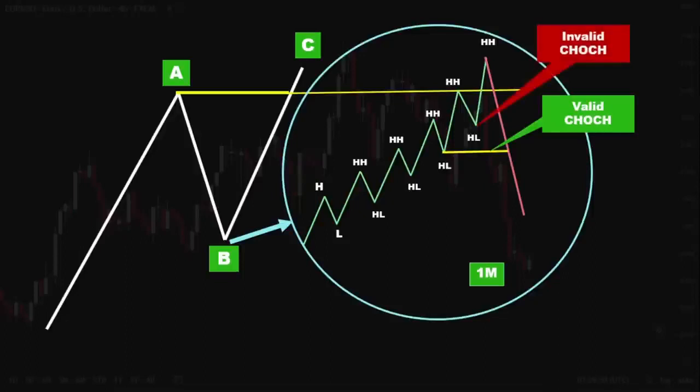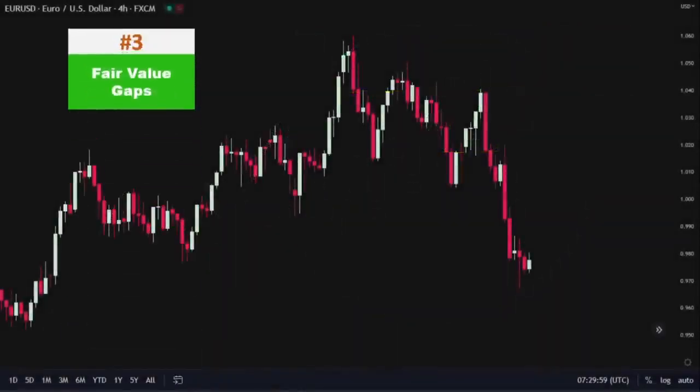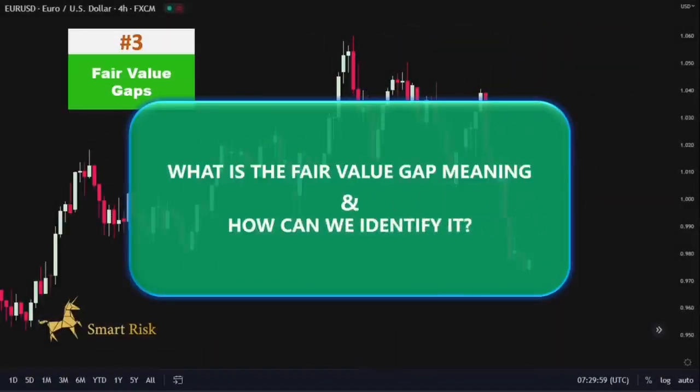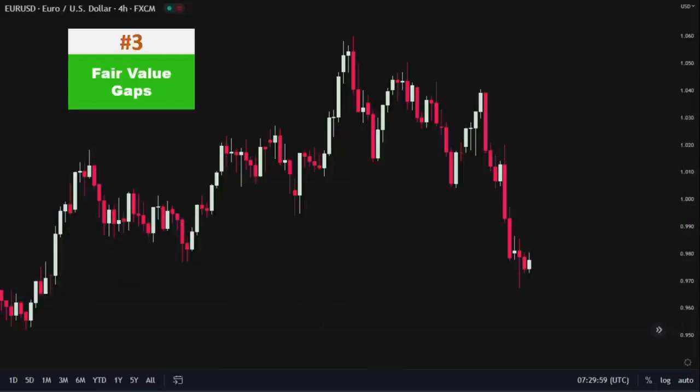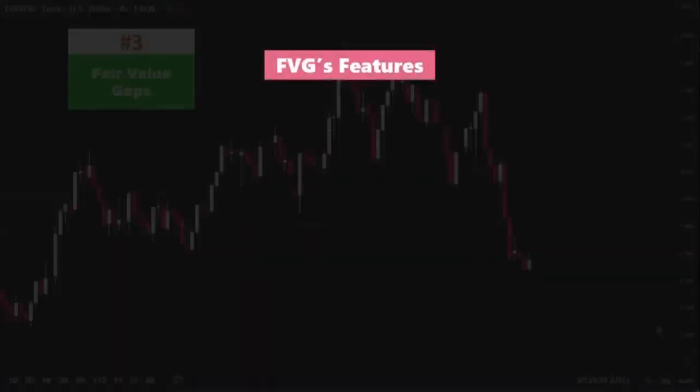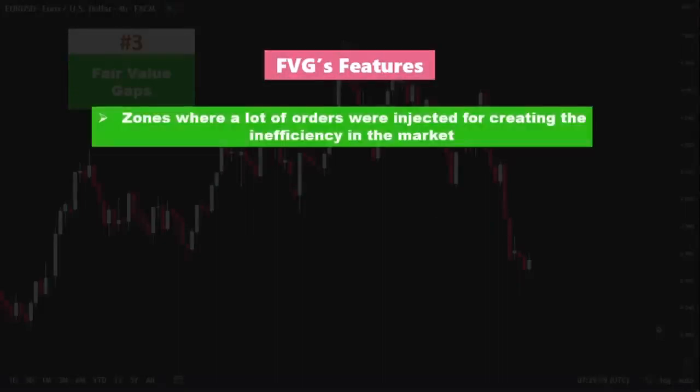So let's get started on the following subject, fair value gaps. What is the fair value gap meaning, and how can we identify it? Fair value gaps are zones created by inefficiency in the market, and usually occur in a specific zone, where there is less trading activity seen, and price only has the one-directional movement. Fair value gaps are a very useful concept in price action trading, and they represent zones where a lot of orders were injected for creating inefficiency in the market.